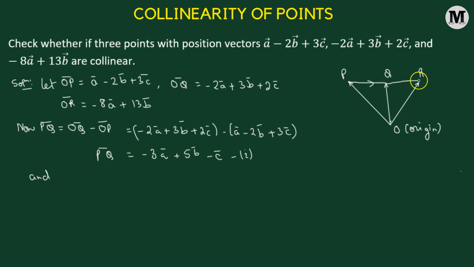So that means we have a vector going from point Q to R. QR vector, in terms of the position vector, is simply defined by taking the OR vector and from here subtracting the OQ vector. So what is the OR vector? That's negative 8A vector plus 13B vector. And from here we are subtracting the OQ vector, so we're going to get positive 2A vector minus 3B vector minus 2C vector.